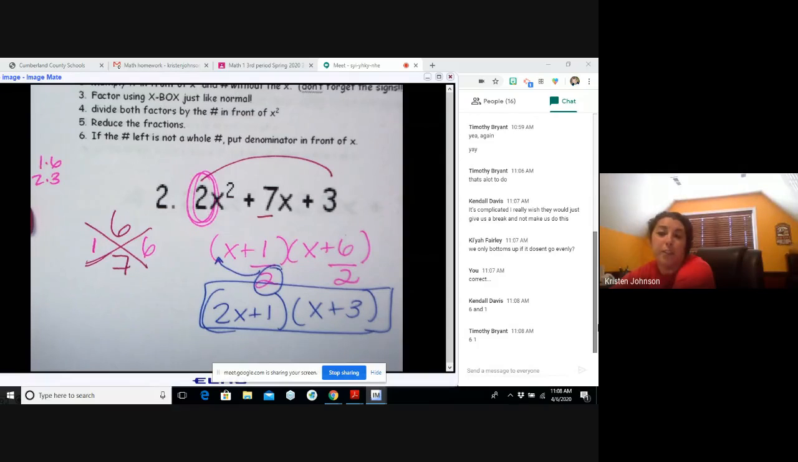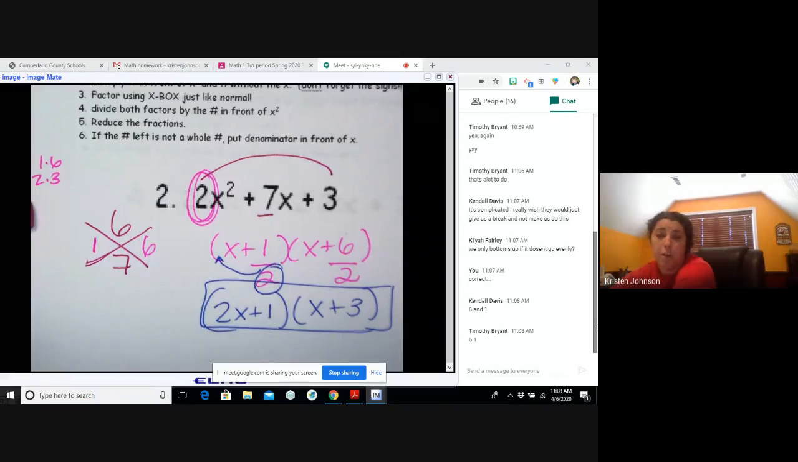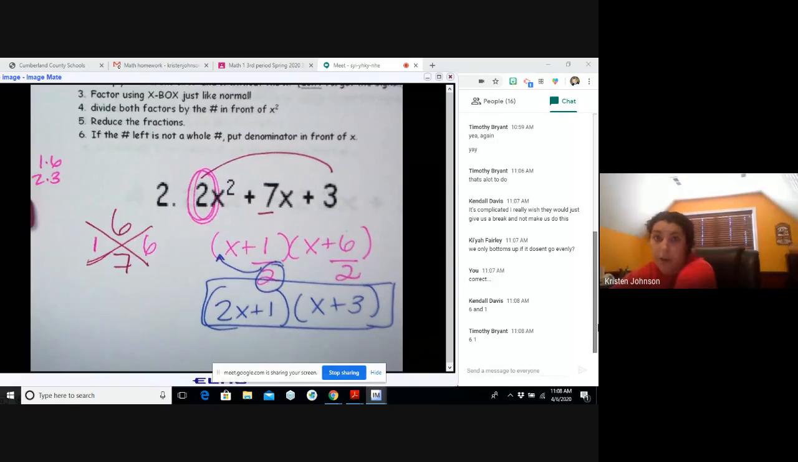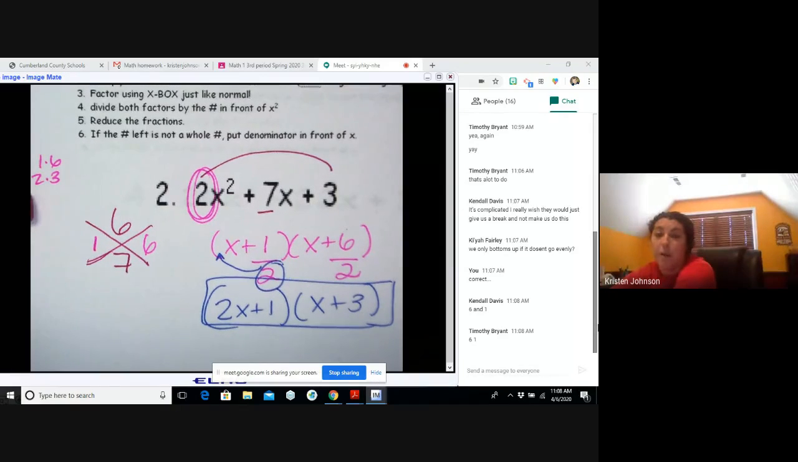And Kendall, to answer your comment, just FYI, they can give you all the breaks they want to, but you're going to be responsible for knowing the material when you go back into your school year next year. For instance, if we don't go back at all, they still require you to learn what you need to learn to have graduated from Math 1. So that's why we have to do this. Otherwise, you're going to be failing Math 2, and then Math 3, and then Math 4.